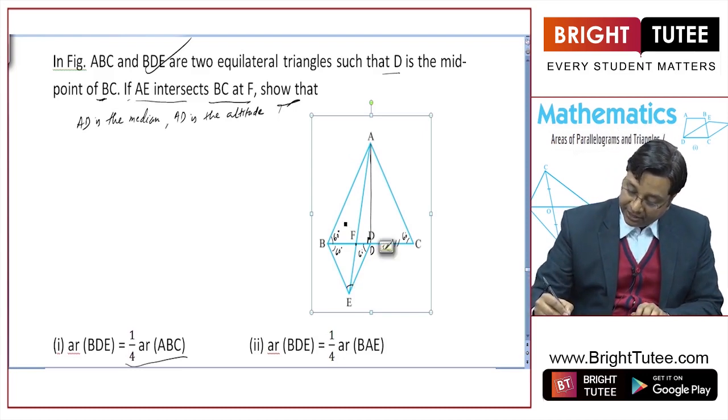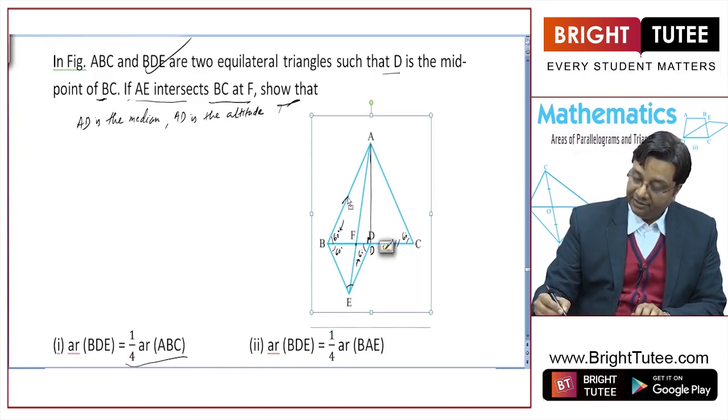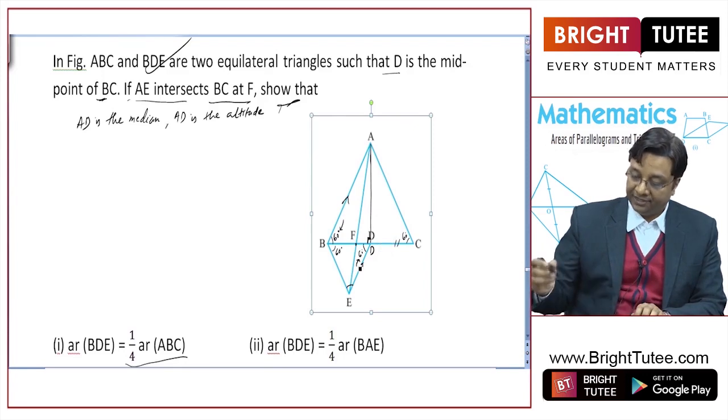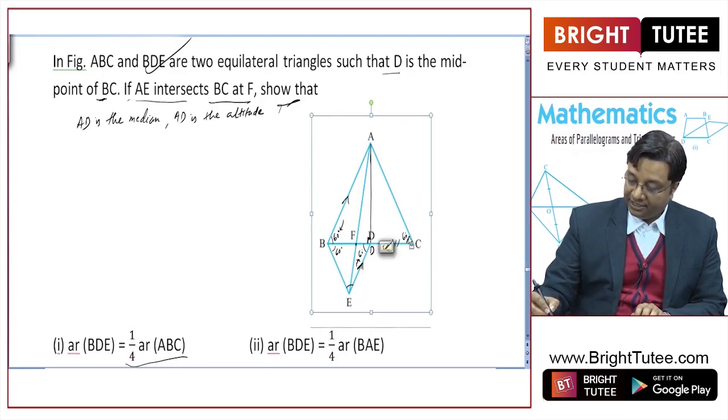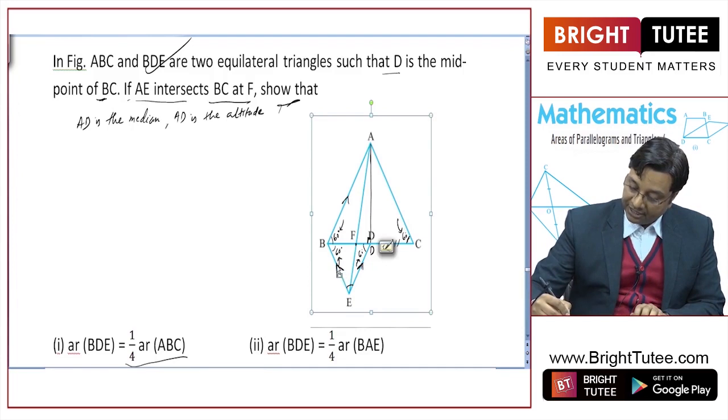Now, if you just look at these two angles, this one and this one, these are alternate interior angles. So, this side is parallel to this side. Right? Similarly, this angle here, this angle and this angle, these two are also alternate interior angles. So, this side is parallel to this side.